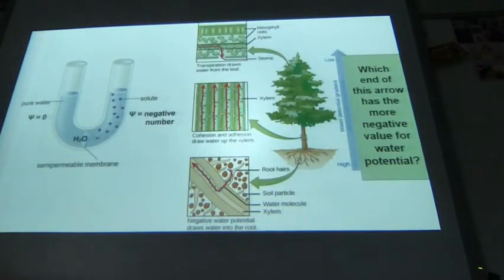Okay, which end of that arrow on the right-hand side is more negative value for water potential? Which end is going to have the lowest number, the top or the bottom of the arrow? Oh, are you talking about the tree? I'm talking about, it's got an arrow beside it. Okay. Yeah, on the whole right-hand side, I'm just reading that green box. Which end of this arrow has more negative value for water potential? Which end is the top?